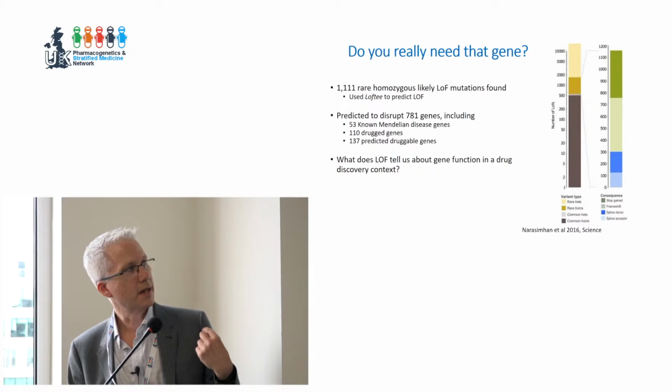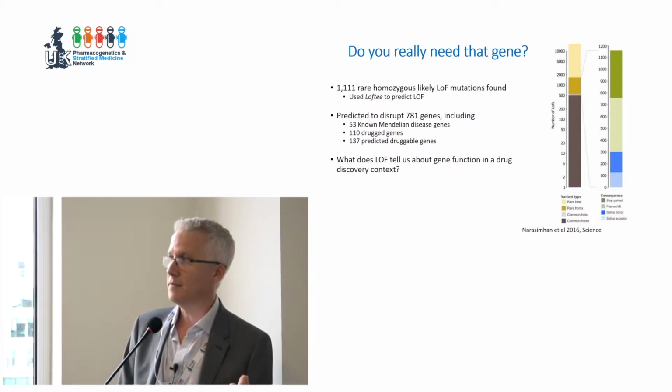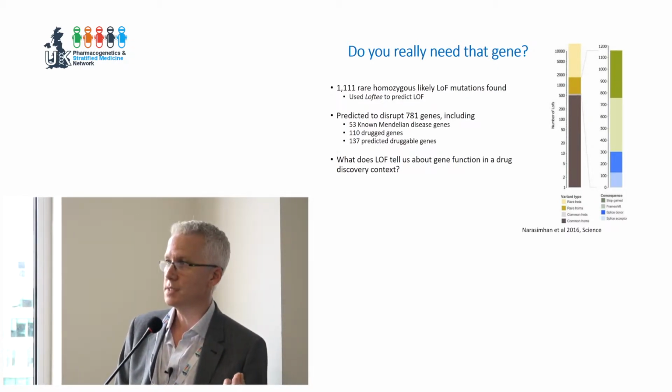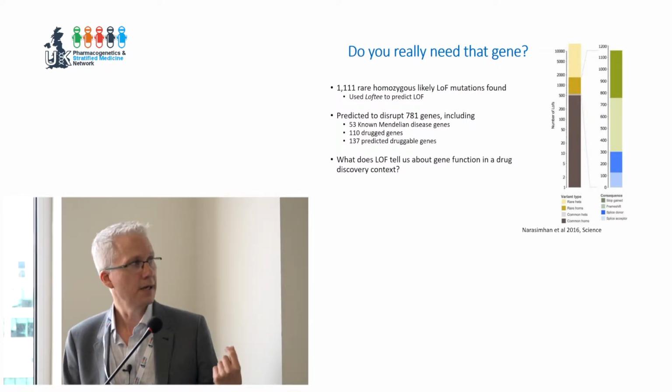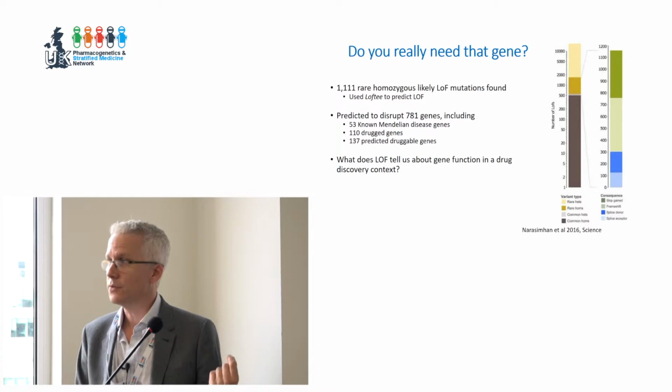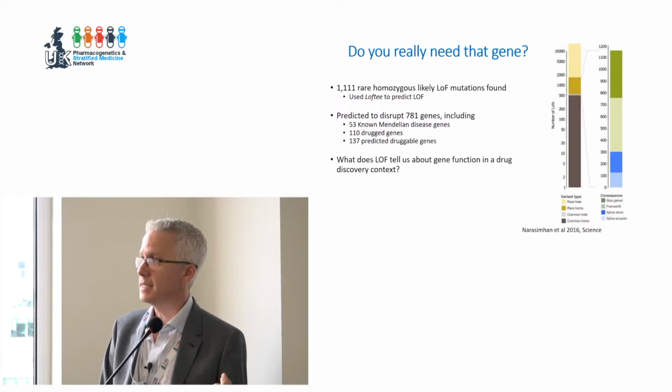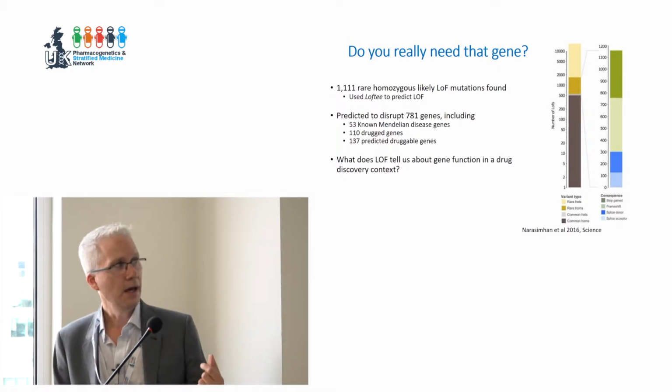So there were 1,111 LOF mutations. 781 genes are disrupted by these. Now, really interestingly, 53 of those disrupt Mendelian disease genes. So there are people walking around healthy with a gene that's thought to cause a Mendelian disease.